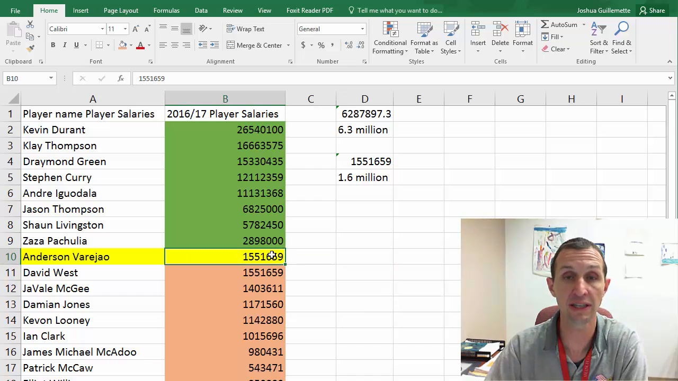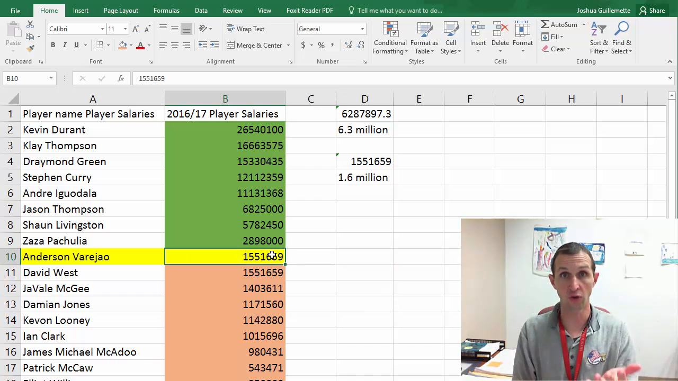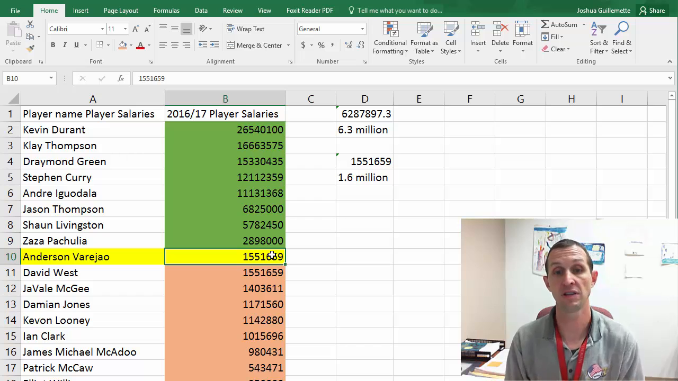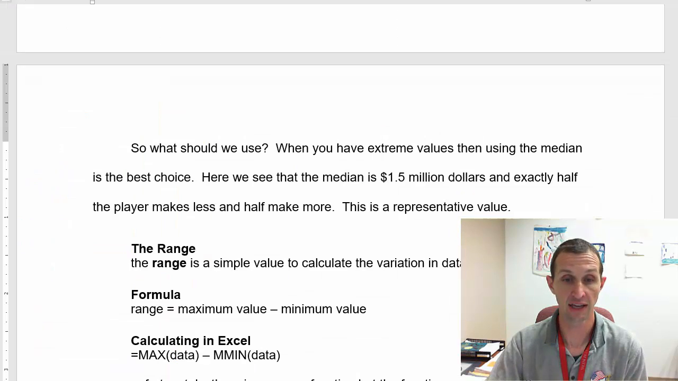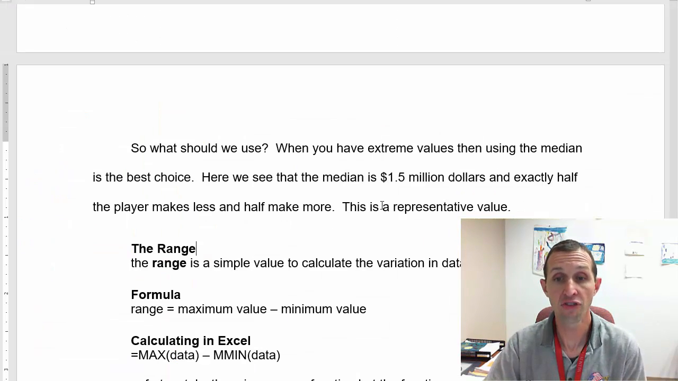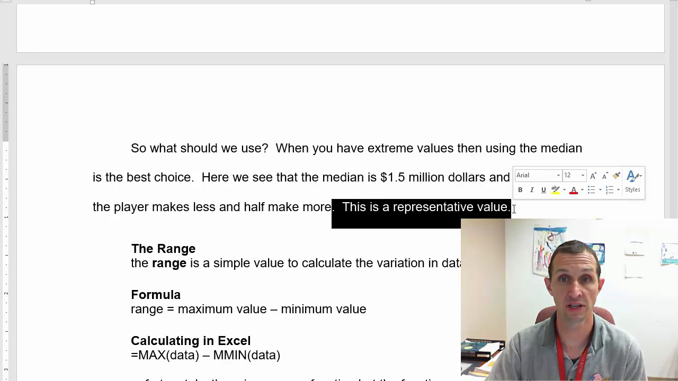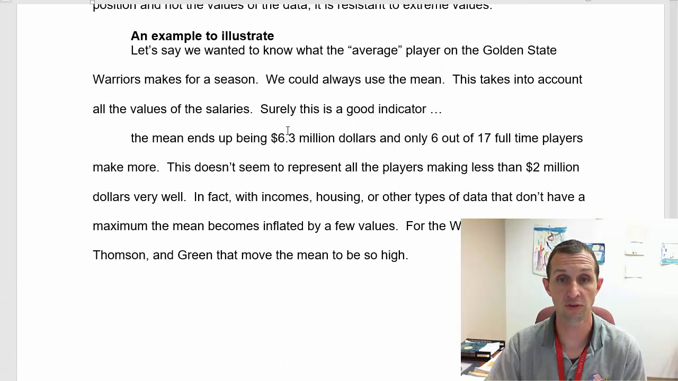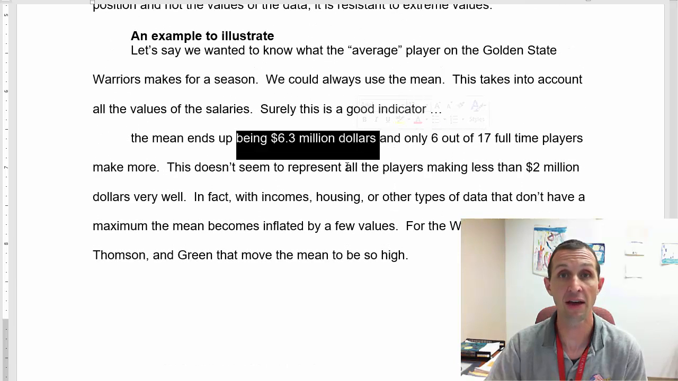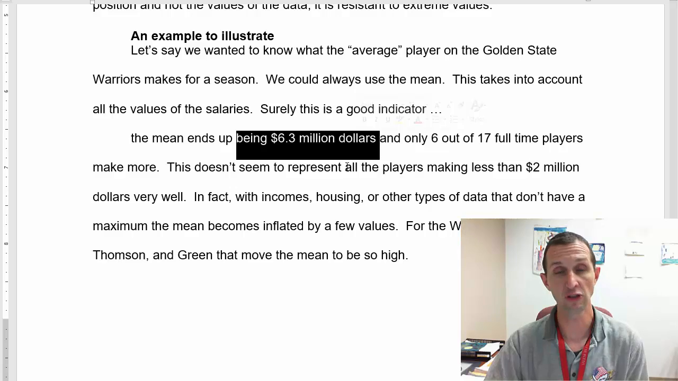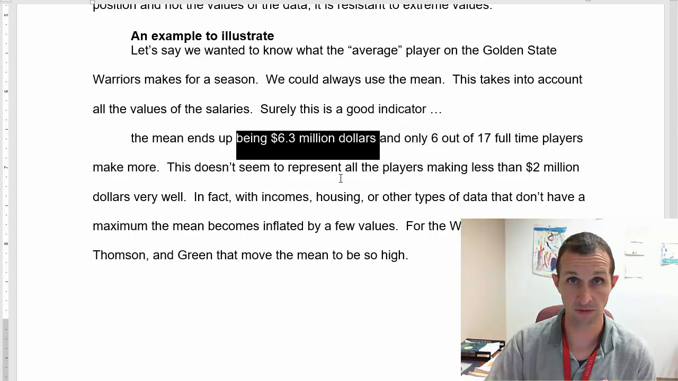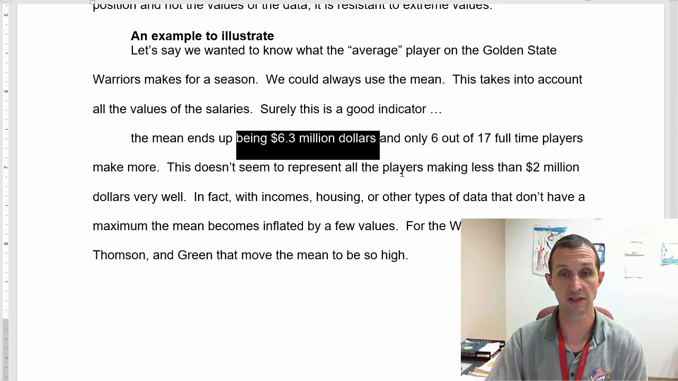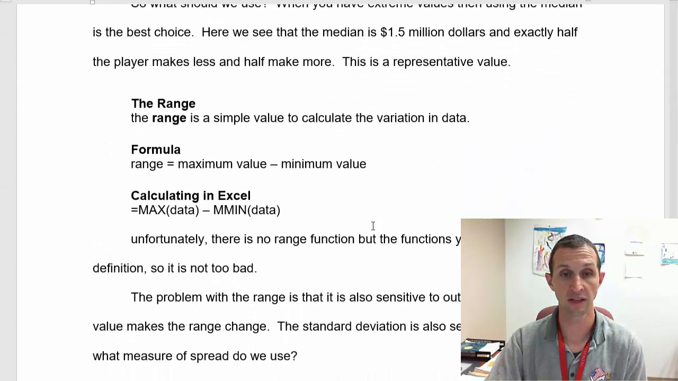And so this really is the central value for this particular group of guys. Right? This would be the representative value that you would say. Not the $6.3 million. That makes people feel good. Oh, the average is $6.3 million on the Warriors. But it's really not representative.